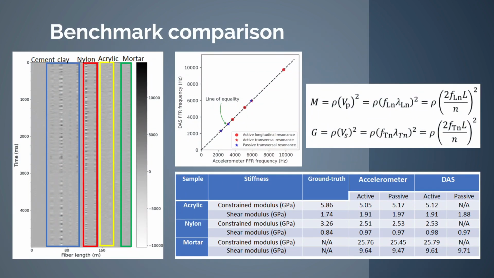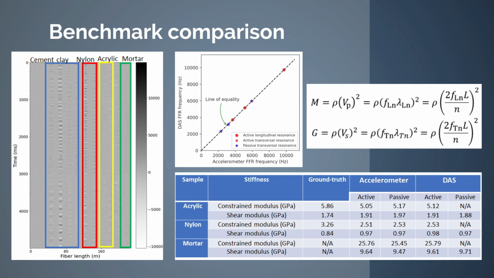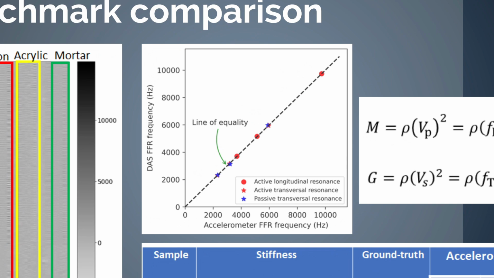We also test various uniform materials following the same procedure discussed above to test the robustness of our measurements. Dot and star symbols represent the measured longitudinal and transversal resonance respectively, corresponding to the P and S wave velocity. The red color represents the active source measurement, and the blue color represents the measurement with the passive sources. Most results are located on the line of equality, indicating highly repeatable DAS measurements for various types of specimens in the high-frequency range of kilohertz compared to the accelerometer.